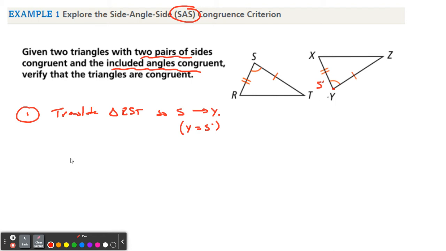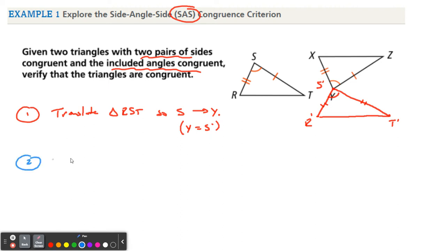And I'm going to draw triangle R prime S prime T prime. So here's my R prime, and then out here there's my T prime, and there we go. Again, R prime S prime is the same as RS, S prime T prime is the same as ST, and this angle is congruent. So that's step 1. I have S and Y corresponding, right? That's my goal, to get all 3 of my corners to correspond.